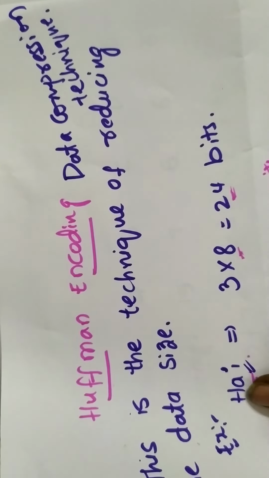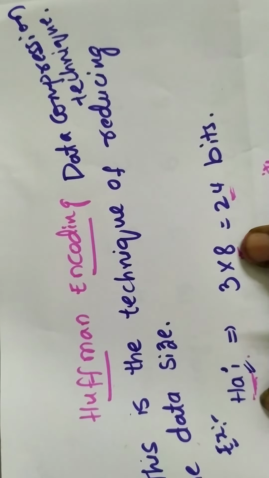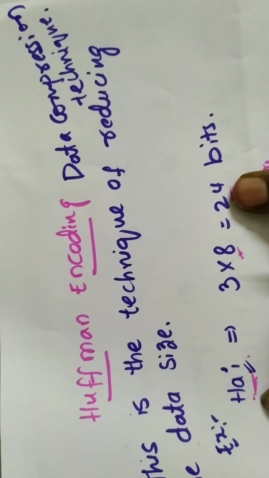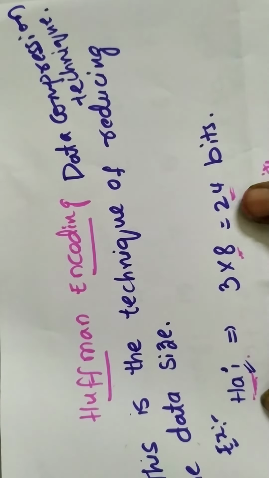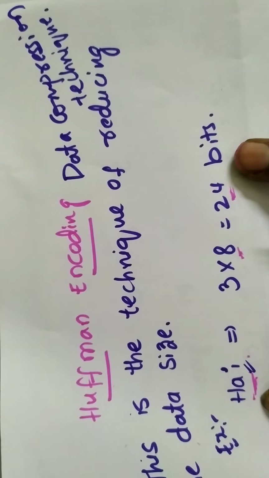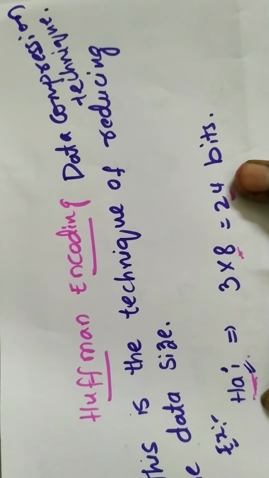In this example, I want to send the word "hi" to a person. So 3 characters are there, 3 characters into 8 bits. Totally, this message needs 24 bits of memory. This is without using Huffman encoding. In general, to send this word, it needs 24 bits of memory.